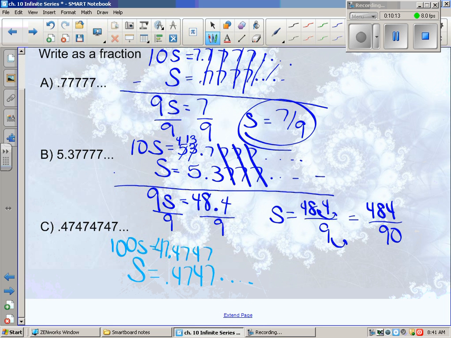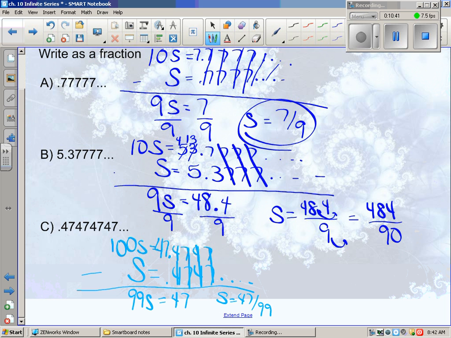So by multiplying by 100, it allows the 4s and the 7s to cancel out when I subtract, and leaves me with just the 47 there on the right. 100s minus 1s is 99s. And so s equals 47 over 99. Just like the same pattern with 0.5 repeating and 0.6 repeating being 5/9 and 6/9.